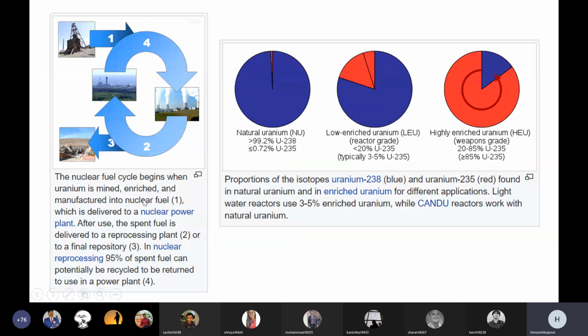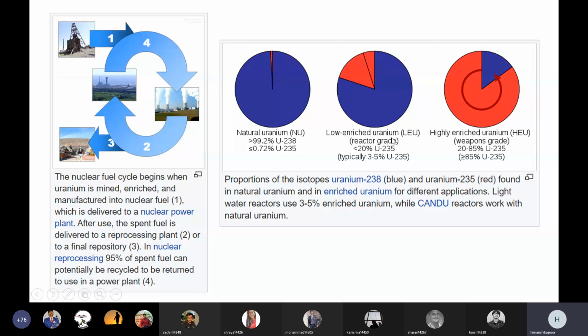What is the first step in the fuel cycle? First, the uranium is mined, then it is enriched. What do you understand by enrichment? In enrichment, you are increasing the percentage of U-235 nuclei so that it becomes more fissionable. You can see in this picture that natural uranium contains 99% U-238 nuclei, whereas U-235 is very less.